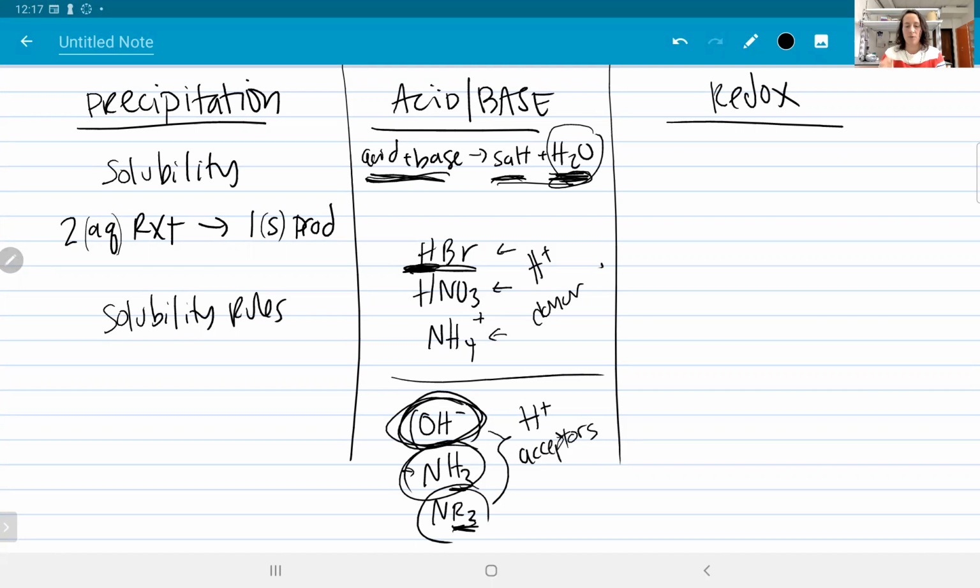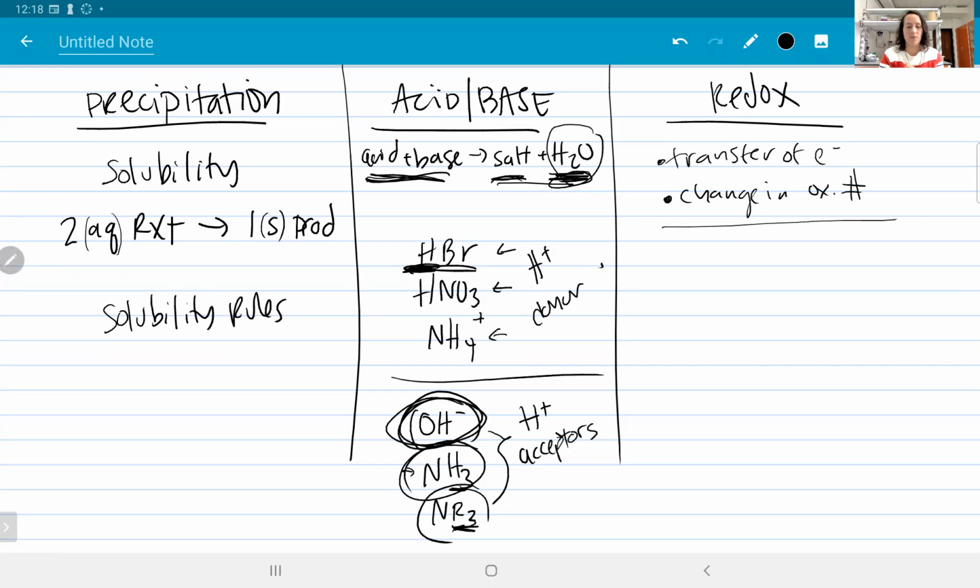All right, so redox reactions are our last one. In redox reactions, you'll see one of two things. You'll see either a transfer of electrons, or you'll see a change in oxidation number. If you have not already, you should watch the Hughes views on assigning oxidation numbers. Okay, so that's going to help. But that's the one of two things that you'll see.